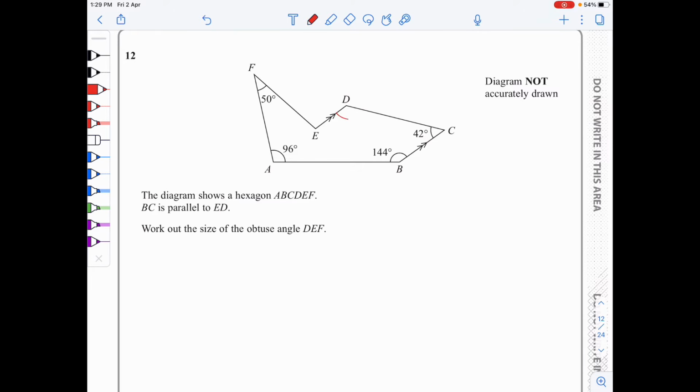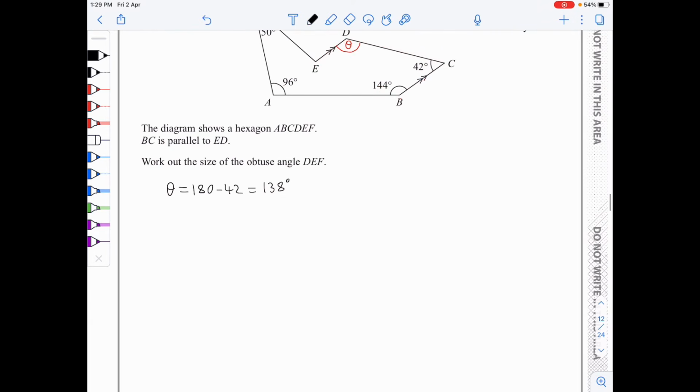So I can start off by considering this angle here, theta, angle CDE, and we can say that theta is 180 minus 42, which gives me a result of 138. The reason is that it's interior angles, but we haven't been asked to give reasons, so I'm not going to bother writing out interior angles. But now that we know this angle here, then we are essentially looking at a hexagon with 1, 2, 3, 4, 5 angles known.